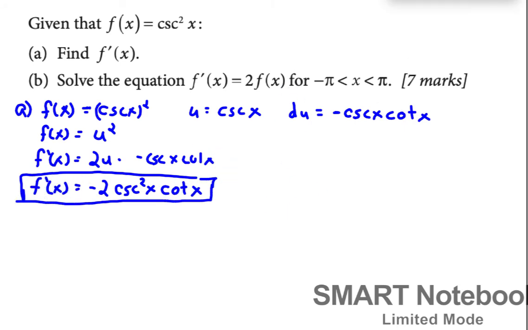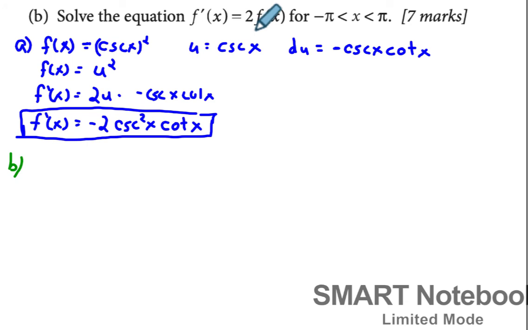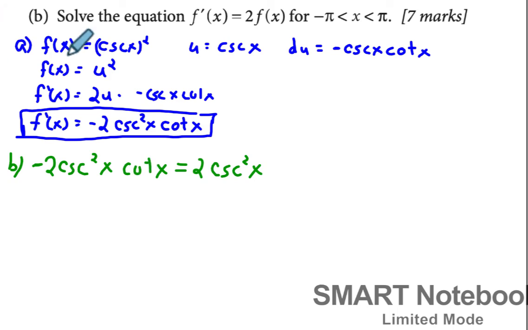Now that I know what the derivative of f is, I'm going to look at b. So I'm going to take the derivative of f, which we just figured out in part A, to be negative 2 cosecant squared x cotangent x, and equal that to 2 times f of x, which is defined as cosecant squared of x, and I need to solve this equation.